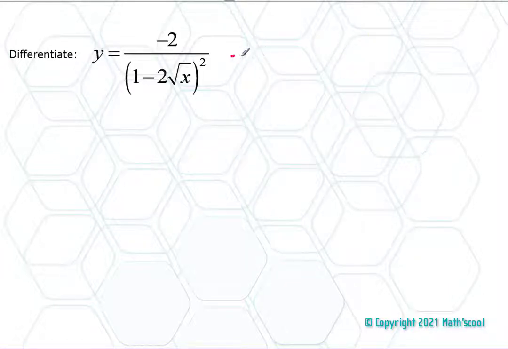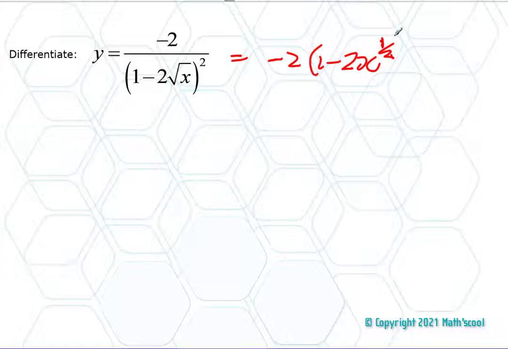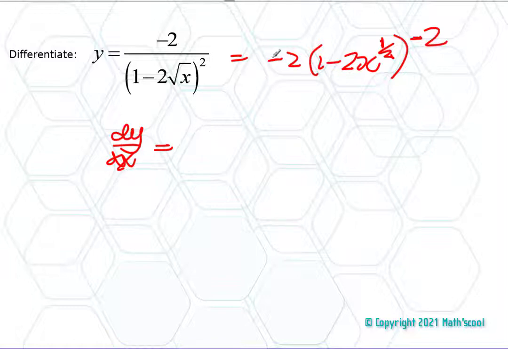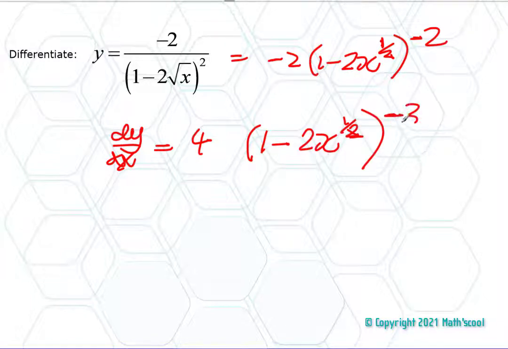Next question is, just rewrite it using indices. Minus 2, 1 minus 2x to the half to the power minus 2. And then differentiate it. dy by dx is going to be, the minus 2 comes down and multiplies the minus 2. So if you think, oh, I might make a mistake, you can do it more slowly. So you can do minus 2 times minus 2 is 4, leave a space, 1 minus 2x to the half to the power minus 3.